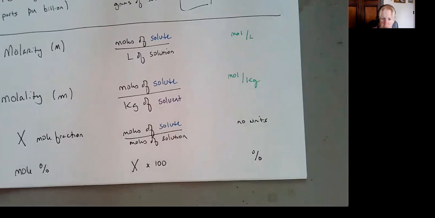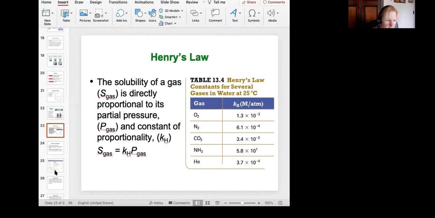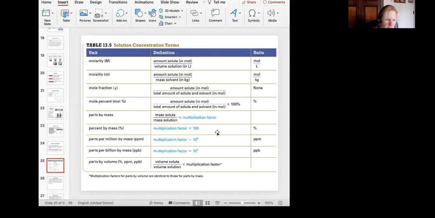I'm just going to pull up the slide here. There's a table in your book that also works all this out. Here you see molarity, molality, mole fraction, mole percent, and then all the ones that we started with. All right, so we will end there, and this concludes all the material we're going to cover. Then we're going to start talking about colligative properties and vapor pressure and all kinds of new stuff that you haven't been exposed to yet.